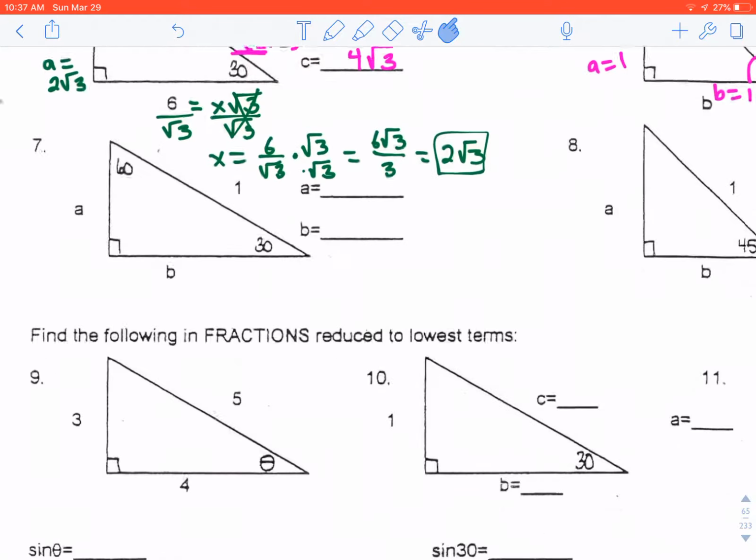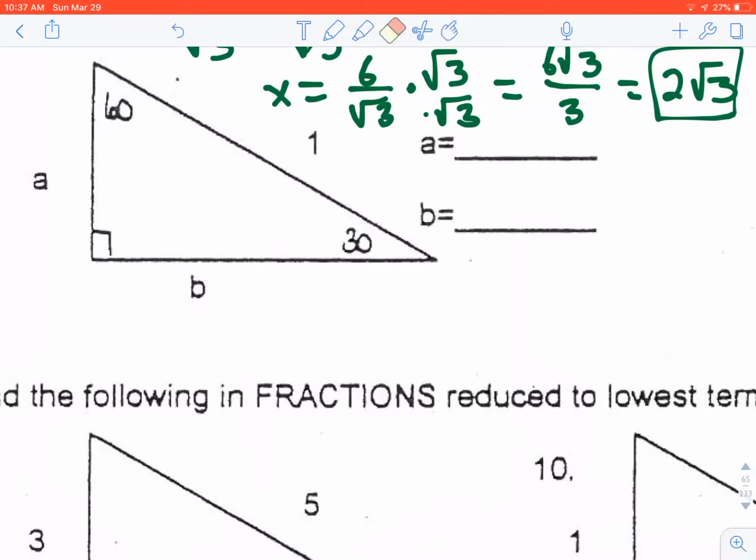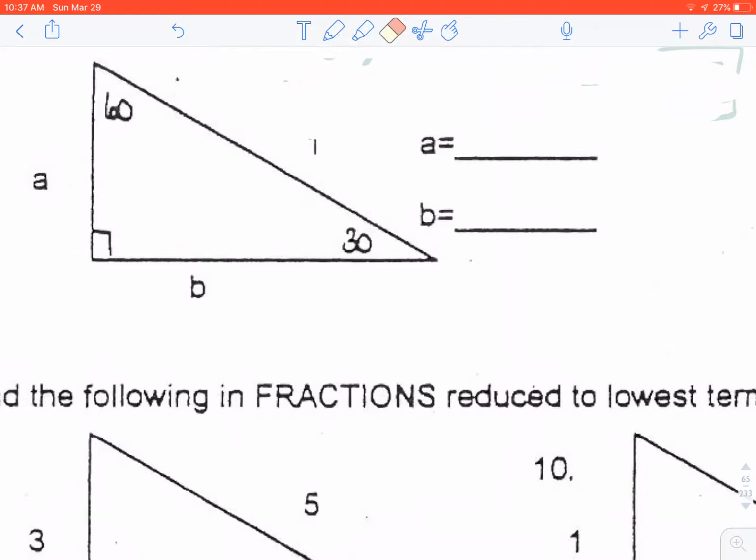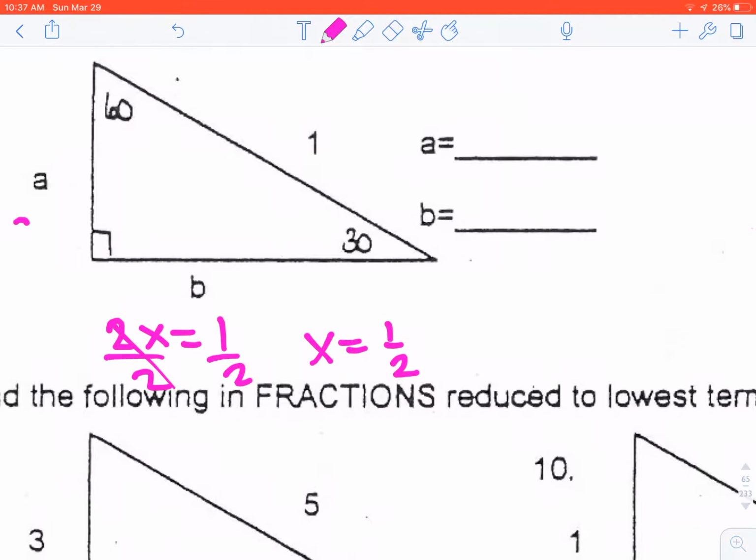Okay, number 7, make this a little bit bigger. Okay, is a 30, 60, 90 triangle. We have that the hypotenuse is 1. We're looking for the shorter side and the longer side. So again, start with the side you're given. We know that the hypotenuse is equal to 2x. So set 1 equal to 2x. Okay, we're solving for x, which is our shorter side. So you end up with x is 1/2, which is a, because again, that's our shorter side.